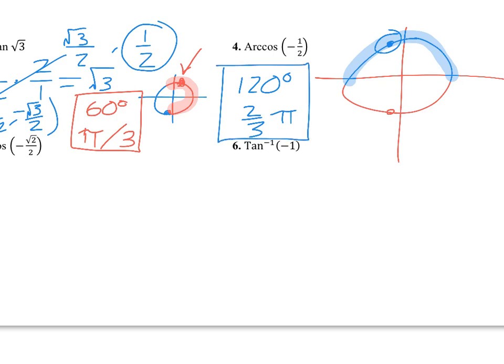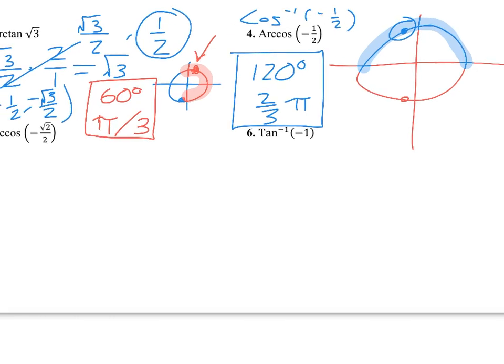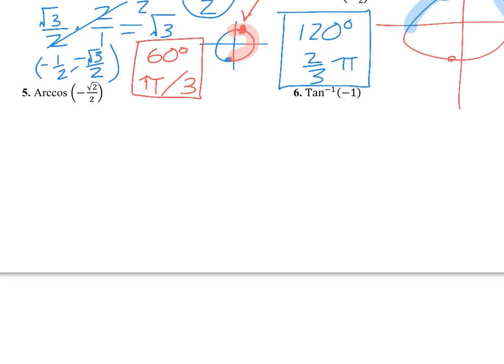Alright, so remember that arc and exponent -1 mean the same thing. So this is the same thing as cosine, with a capital C, cosine to the power -1. Both of these mean inverse cosine. So arc and inverse mean the same thing. Okay, now let's find another inverse cosine.